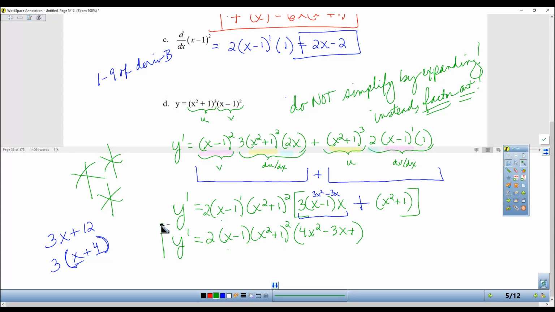Really, really hard problem. If you understood it, oops, plus 1, there's a 1 there. Awesome for you, okay? It was by far one of the hardest things we've done so far.